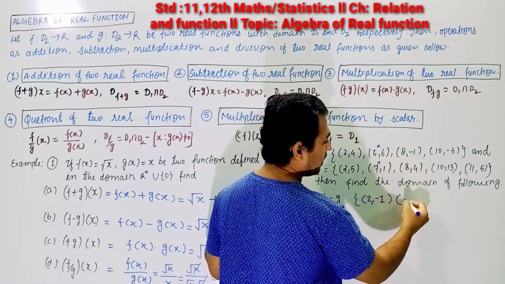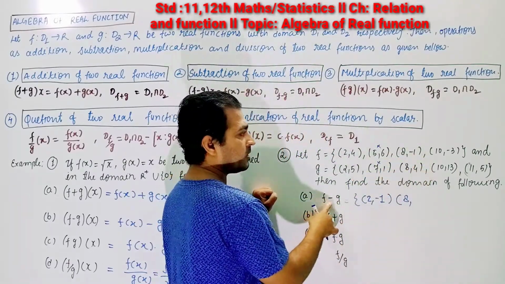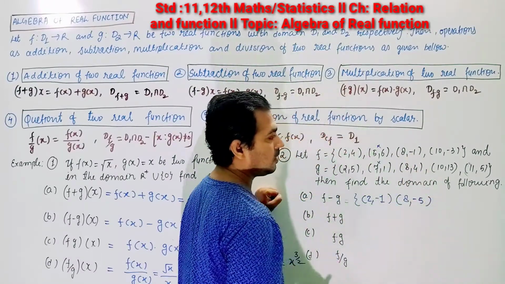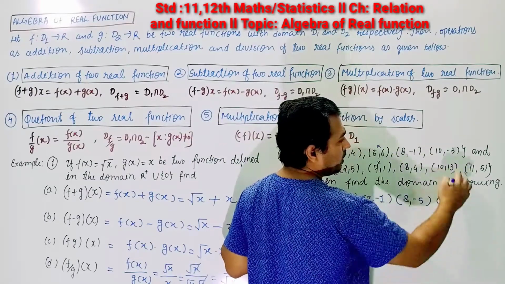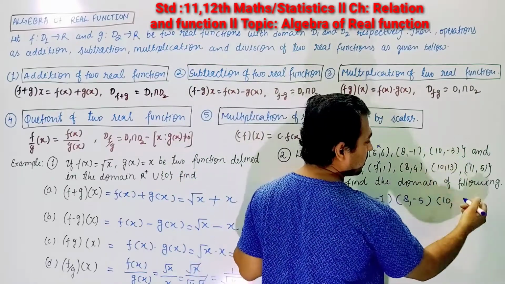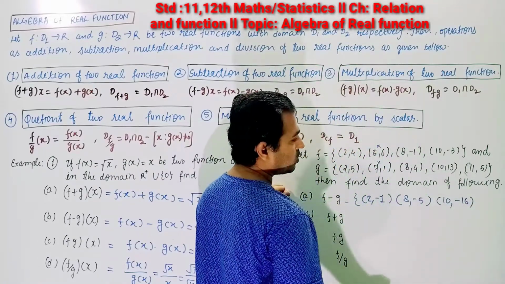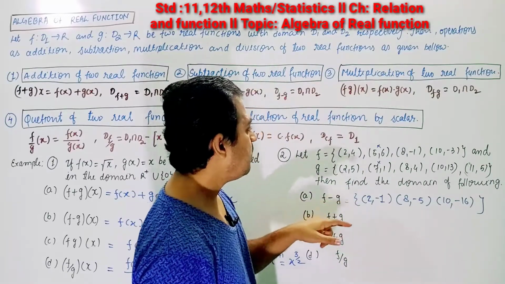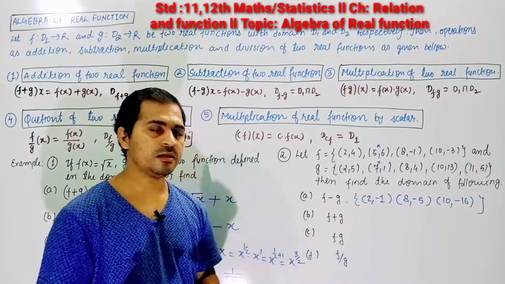Now 8, 8. Here the operation is minus, so minus 1 minus 4, so you are getting minus 5. Again the common element 10, and you are doing subtraction here, so minus 3 minus 13, so minus 16. Right students? This will be the domain of the operation f minus g.